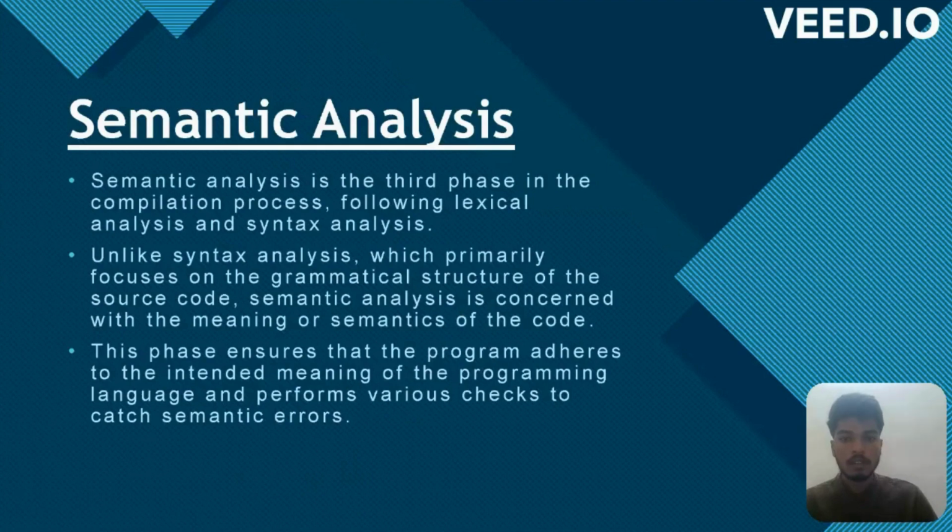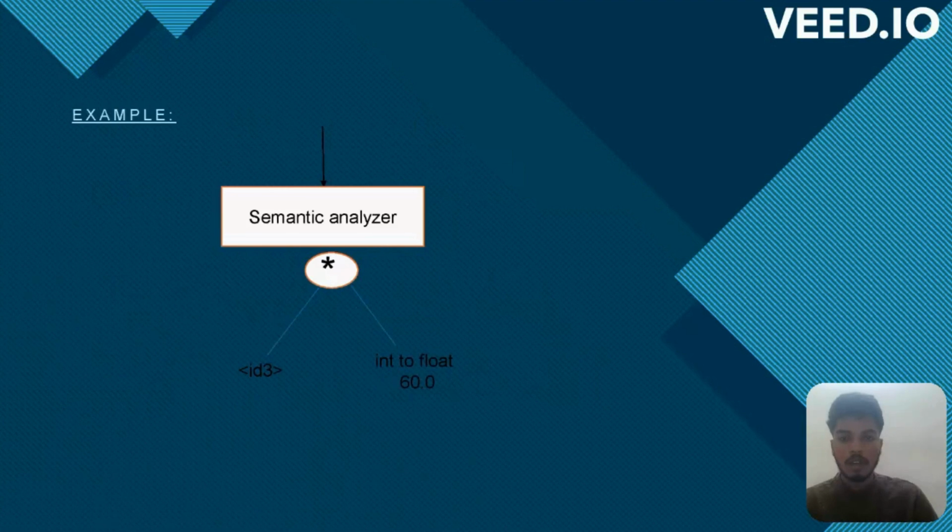Semantic analysis is the third phase in the compilation process, following lexical analysis and syntax analysis. Unlike syntax analysis, which primarily focuses on the grammatical structure and the hierarchical structure, semantic analysis is concerned with the meaning or semantics of the code. This phase ensures that the program gathers the intended meaning of the programming language and performs various checks. An example of the semantic analyzer is the previous one only.